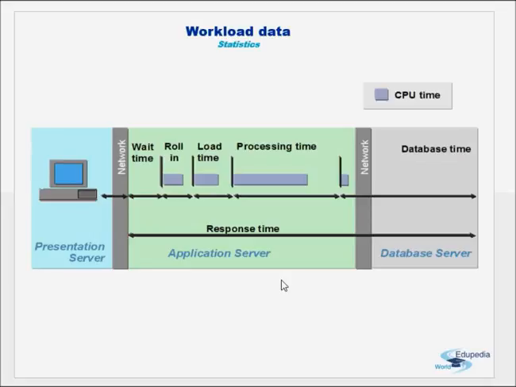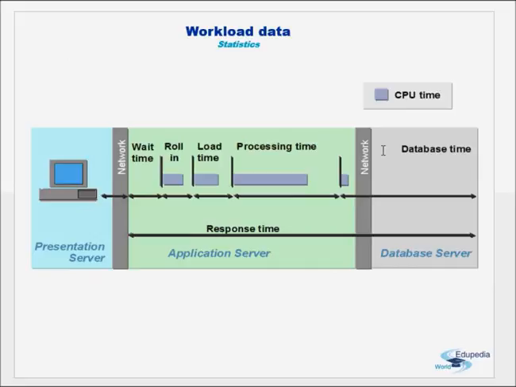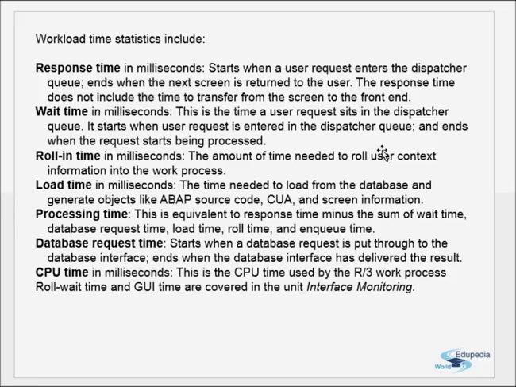Now the workload data statistics. This is a three-tier architecture: the presentation, application, and database layers. So we have the wait time, roll-in, the load time, the processing time, and the database time. The CPU time is nothing but the actual processing time. In this slide we'll learn what these different subtimes are: wait, roll-in, load, processing, and the database time. The workload time statistics include the response time in milliseconds.